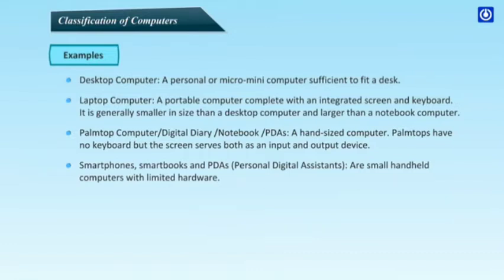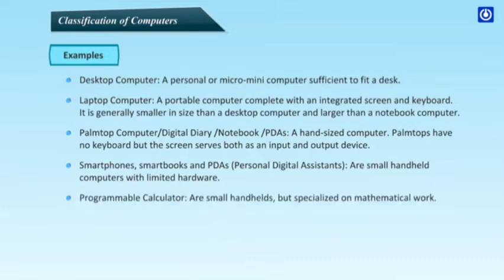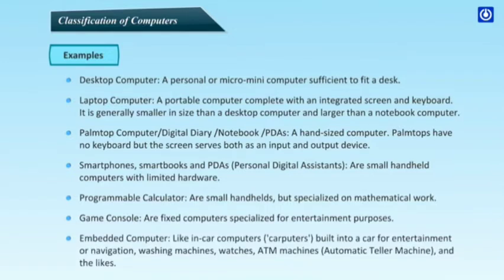Smartphones, smartbooks and PDAs, personal digital assistants, are small handheld computers with limited hardware. Programmable calculators are small handhelds but specialized on mathematical work. Game consoles are fixed computers specialized for entertainment purposes. Embedded computers, like in-car computers built into a car for entertainment or navigation, washing machines, watches, ATM machines, automatic teller machine, and the likes.